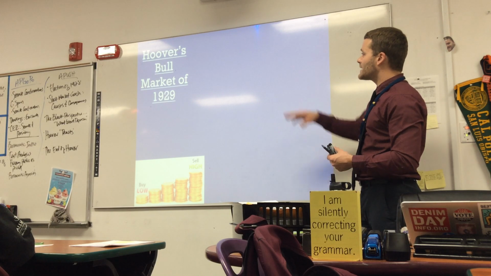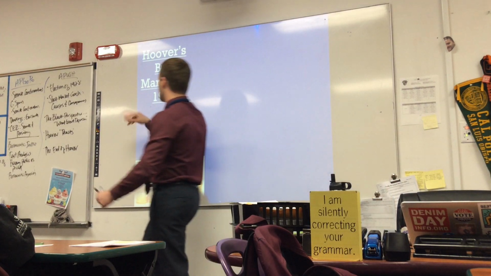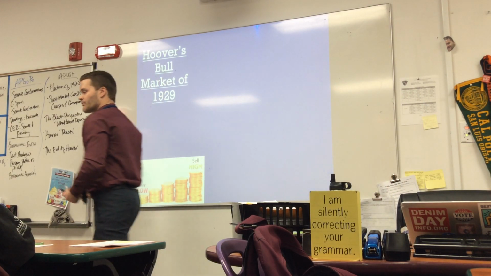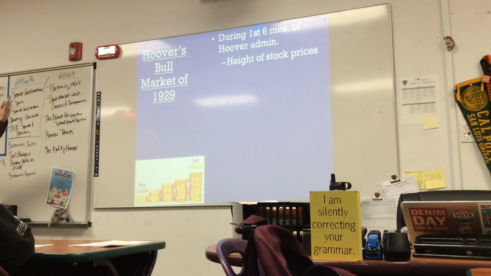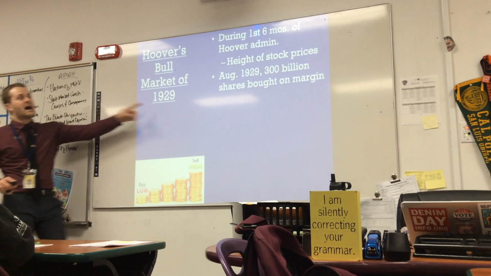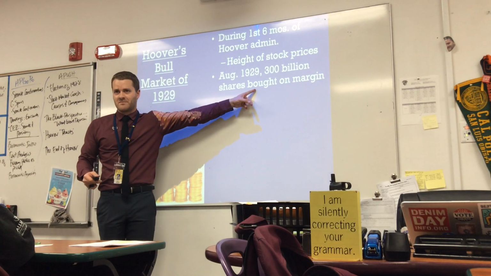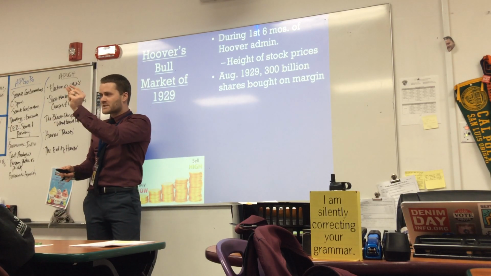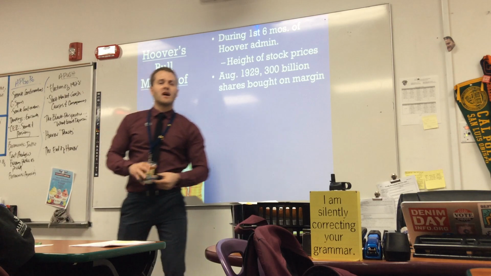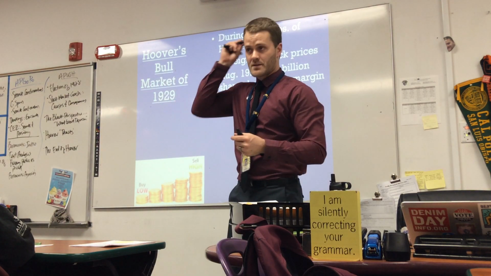In 1929, Hoover takes office. Everybody's killing it. It's called a bull market. The stock market hits a brand new high. 300 billion shares, or percentages of companies, are being bought not with cash, but on margin, bought with a small percentage. So now let me explain to you how this buying on margin works.